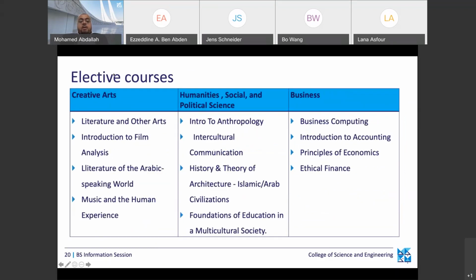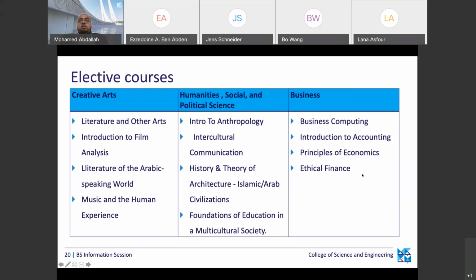And these are examples of the elective courses, the general education courses that I mentioned before. As I said, you need to cover the 3 categories: creative arts, humanities, social and political science, business. And examples, for example, literature, introduction to film analysis, Arabic literature of the Arabic speaking world, music and human experience, introduction to anthropology, intercultural communication, history, foundation of education in a multicultural society, business computing, introduction to accounting, principles of economics, ethical finance.